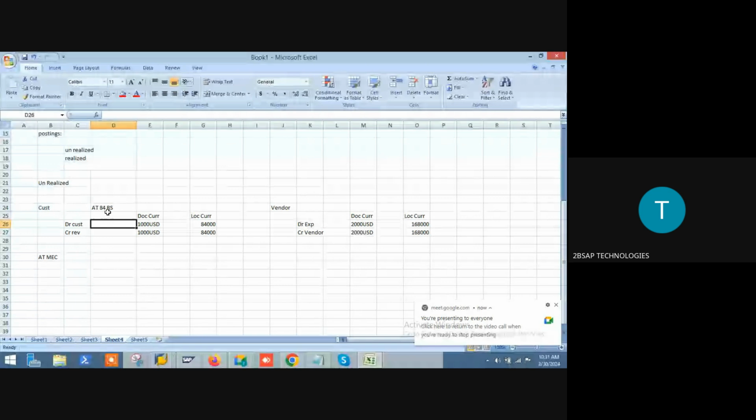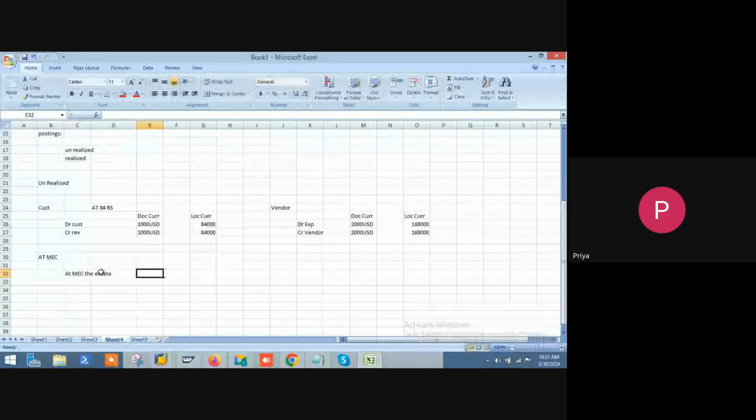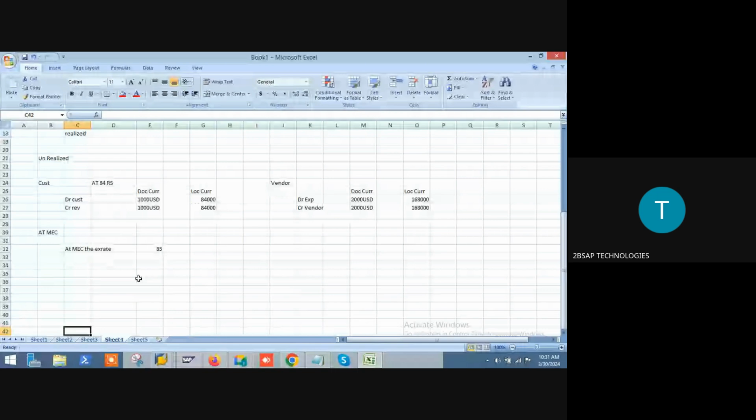See, sir, here you need to observe. Assume at month end closing the exchange rate is 85. So we are taking the exchange rate at 85 rupees. Now we will see how the data entry would be. Now your exchange rate increases, so is it required to do revaluation or not?